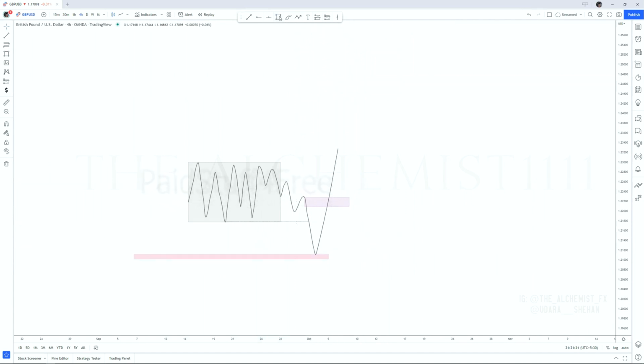So once again, this is that Judas swing I told you about, the false run in the opposite direction after the New York midnight time. This move right here, this manipulation, mainly happens during the London kill zone or London open. Those are the time windows when we should stay active on the charts to see this setup happening. So that's about that.